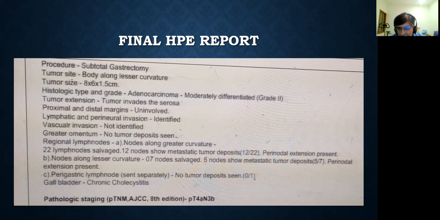So he will require post-operative chemotherapy, sir. Yes, sir. What chemotherapy usually? What is the current chemotherapy that is given? Sir, that is the combination of cisplatin, epirubicin, and 5-fluorouracil.